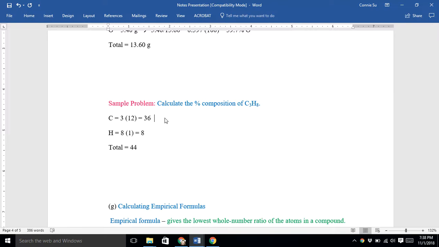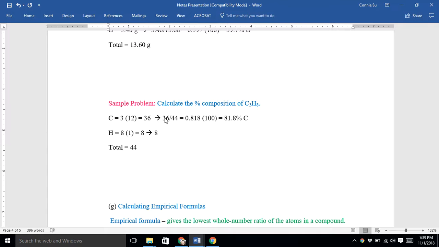I'm going to take the amount of carbon, which is 36, divided by the total, and on the calculator it gives me 0.818. I'm going to multiply by 100, so this would give me 81.8% carbon.